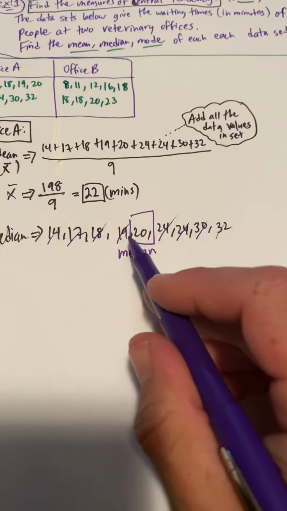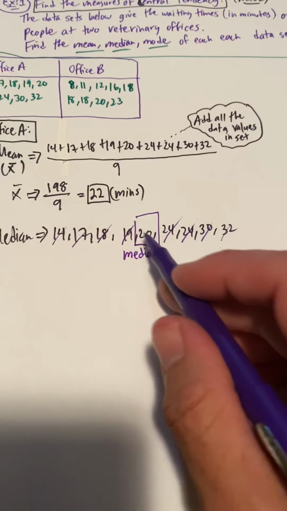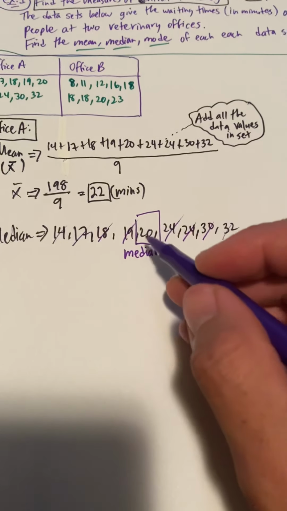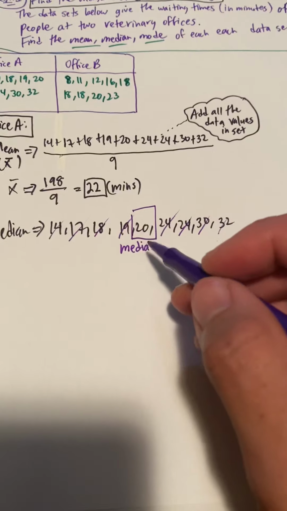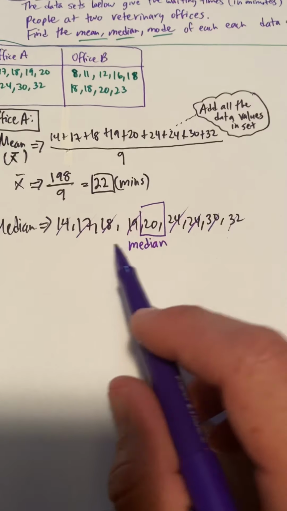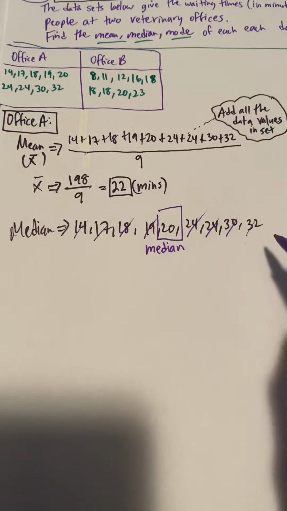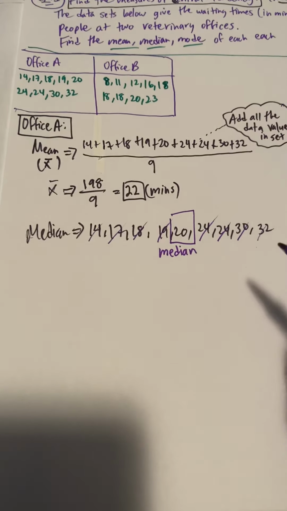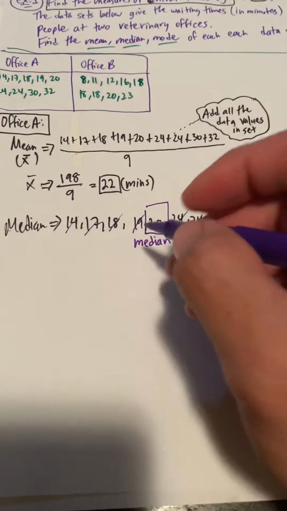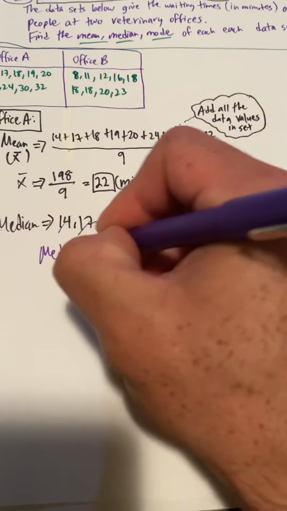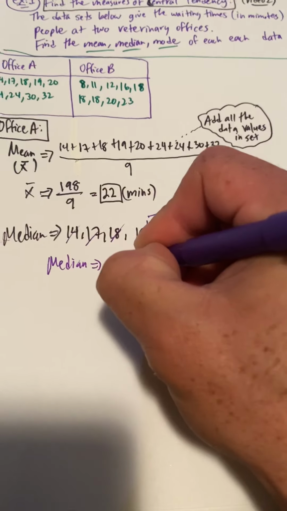If we end up with 2 numbers in the middle, then we simplify that by taking the mean: you would add them and divide by 2 to get the median. You would do that when it's an even number of data values in the set. Okay, so the median here is 20. What does that mean? That means that the median wait time was 20 minutes for Office A.